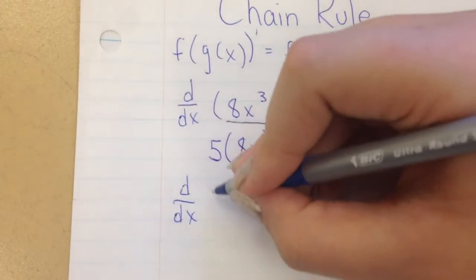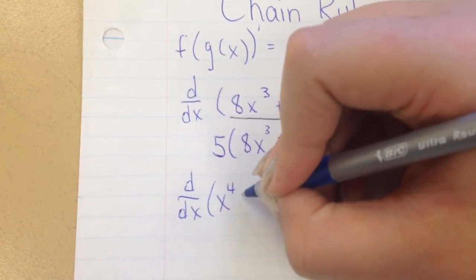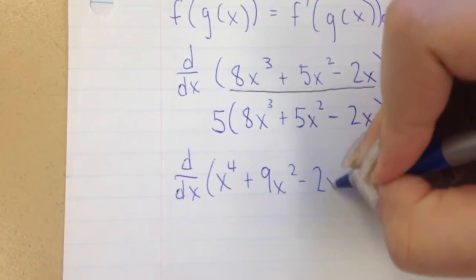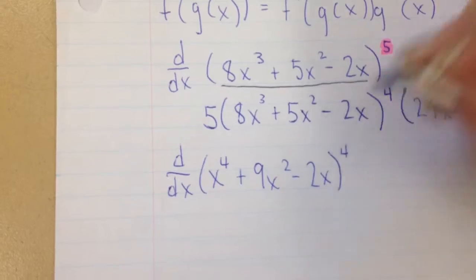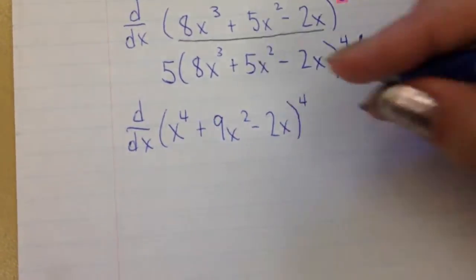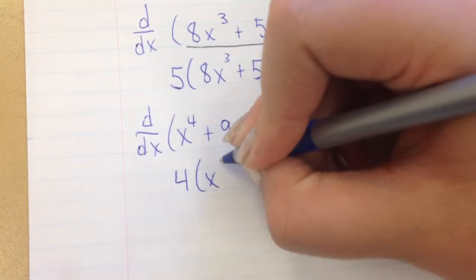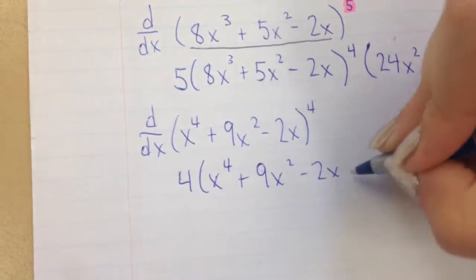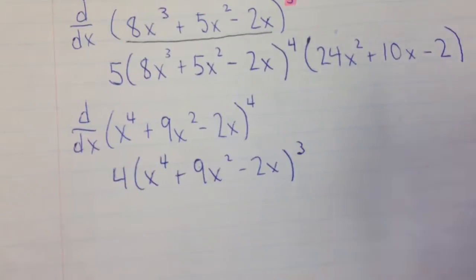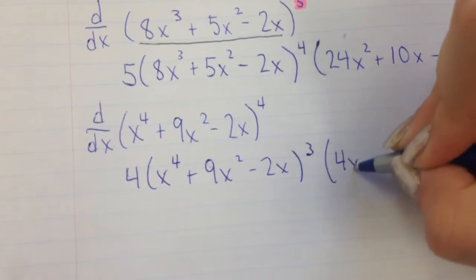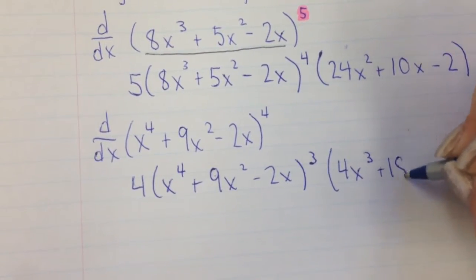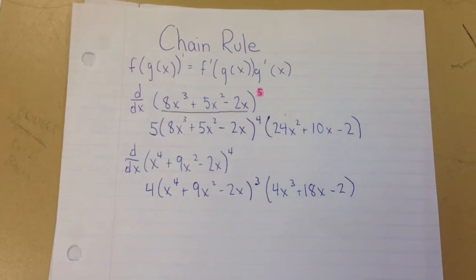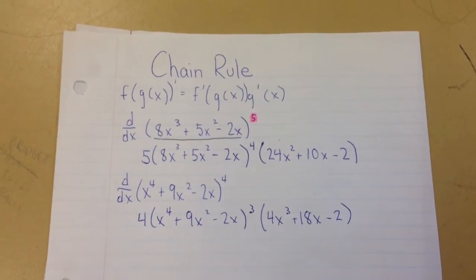Say we have to do the derivative of x to the 4th plus 9x squared minus 2x, all to the 4th. We look at that again. We bring down our f, so we do 4 times x to the 4th plus 9x squared minus 2x, to the 3rd, and multiply that by 4x cubed plus 18x minus 2. And there we have our couple of examples of the chain rule as it applies to calculus.